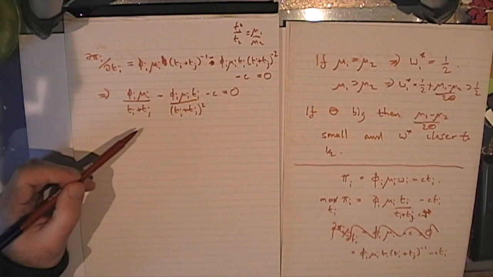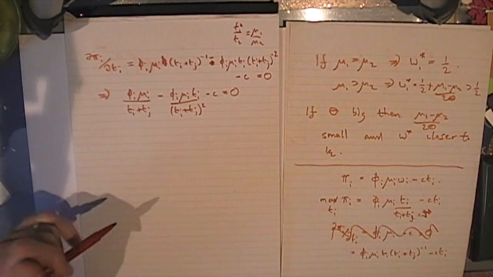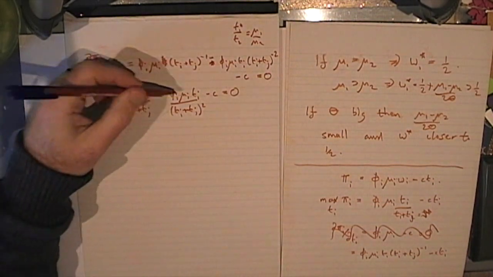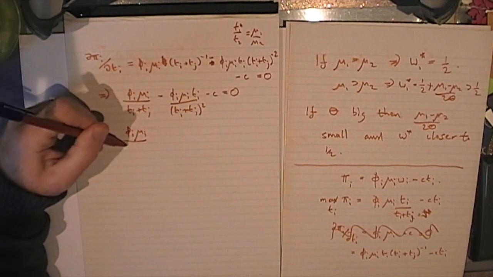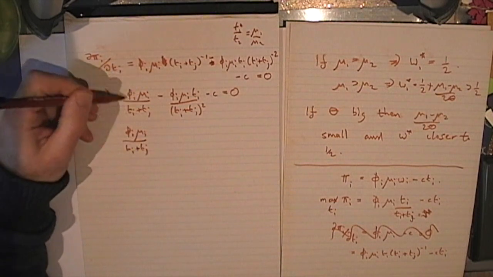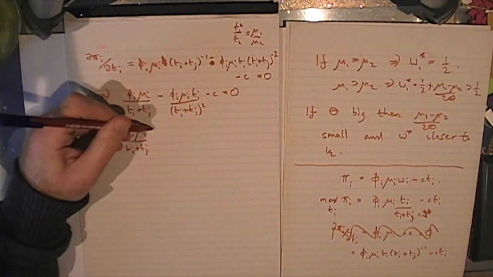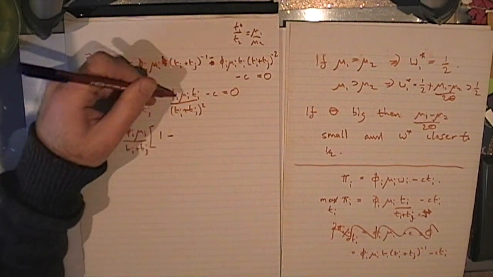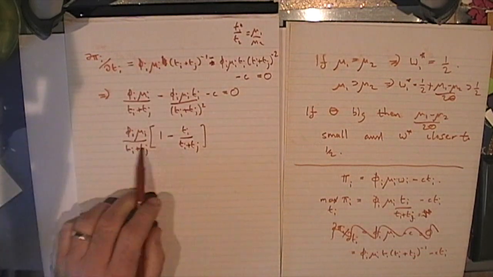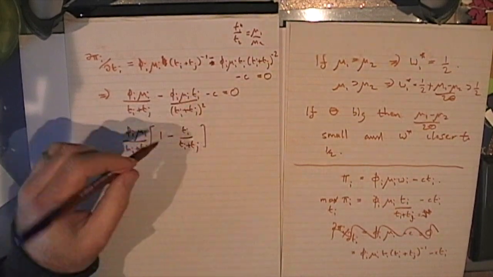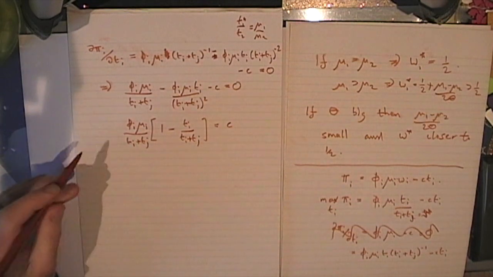What do we do from here with this expression? Well, we can try and tidy it up a little bit, and so we can factorize out φi μi over Ti plus Tj, because there's a φi and μi and at least one Ti plus Tj on the numerator there. So then that's open brackets 1 minus what's left, Ti over Ti plus Tj. Multiply that, you'll get it squared, and you'll get your numerator term. We take c over to the right hand side, and we'll see why in a moment.